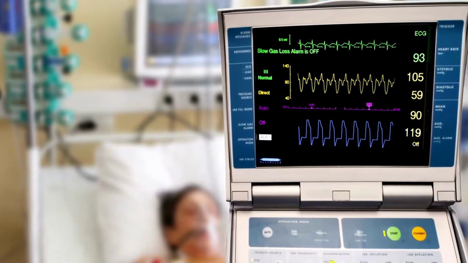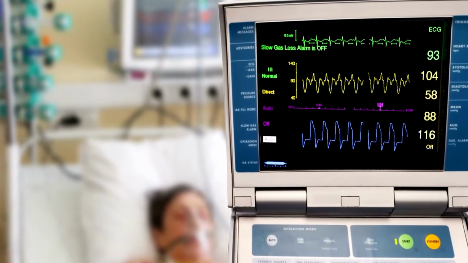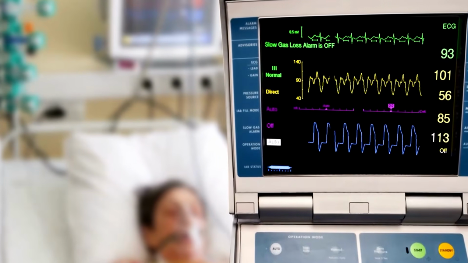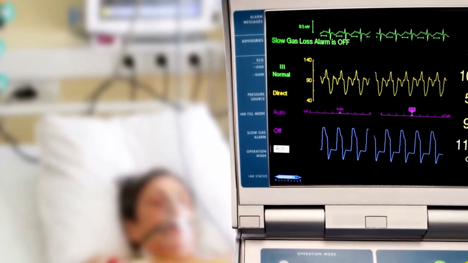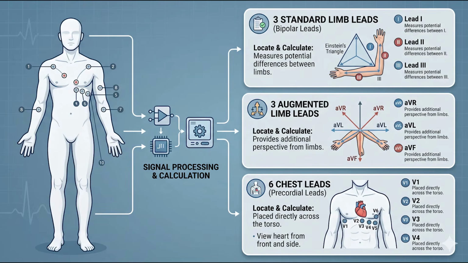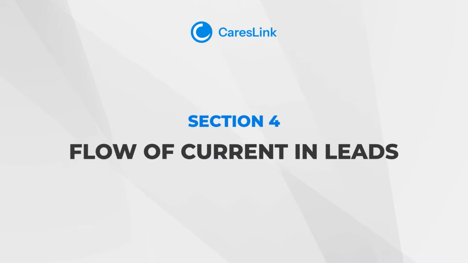In standard clinical practice, we obtain a full 12-lead ECG, but interestingly, this does not require 12 wires. Instead, we derive these 12 distinct views using only 10 electrodes placed on the body. These 12 leads are categorized into 3 specific groups based on their location and how they are calculated. First, we have the 3 standard limb leads, often referred to as the bipolar leads. These are followed by the 3 augmented limb leads, which provide additional perspectives from the limbs. Finally, we have the 6 chest leads, also known as precordial leads, which are placed directly across the torso to view the heart from the front and side.